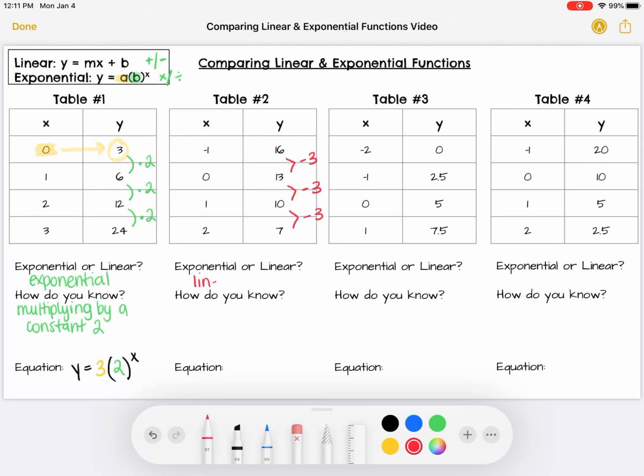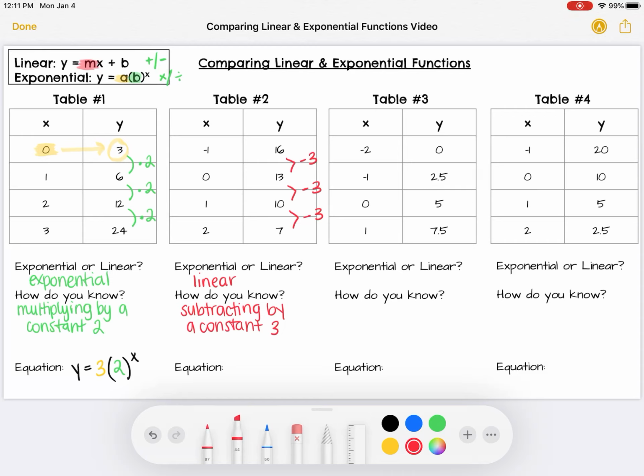So it's linear. And we know that because it's subtracting by a constant 3. So it's subtracting by 3 every time, so it must be linear. Now to write our linear equation, we have the format y equals mx plus b. We're going to start by figuring out what m is. M is exactly what we just found. It's the constant that's being added or subtracted.